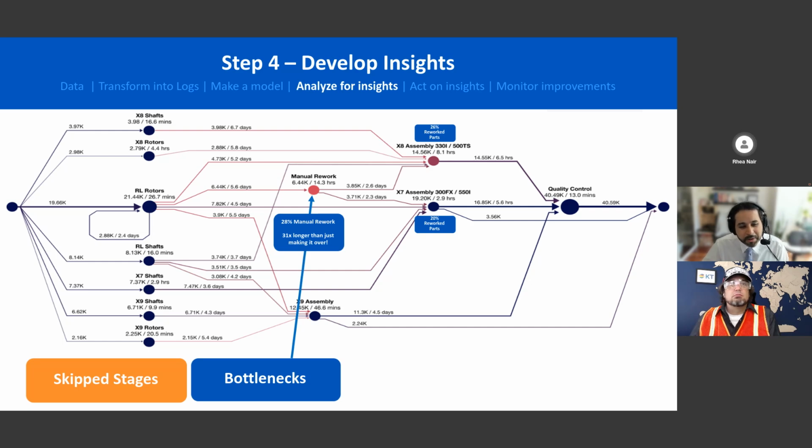About 6,400 of them need to be reworked. And that rework is taking about 31 times more processing than the time it actually took to create the rotor in the first place. I'm not sure if we need to improve the quality coming out of the RL rotor shop, or if we need to improve our rework technology, or maybe even improve the amount of time it takes between these two steps. But there's definitely something to discuss here.